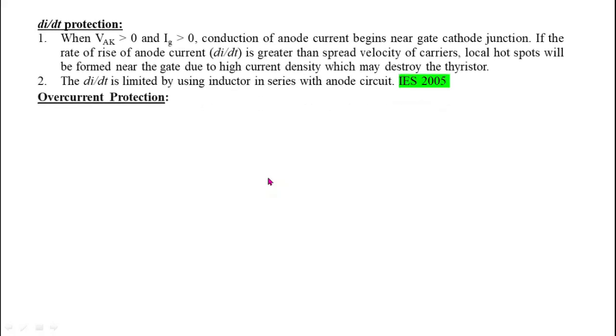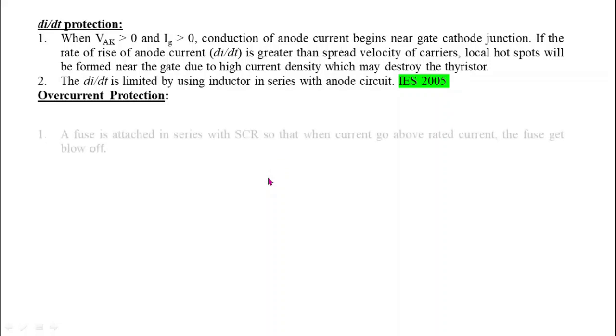So, this rate of rise of anode current is limited by using an inductor in series with the anode circuit. Why inductor? Because inductor opposes the change in current. So this is dI/dt protection. A question has been asked in ES 2005 from this protection scheme.